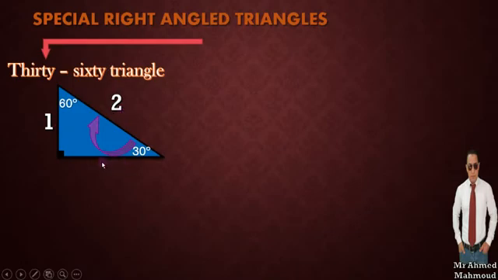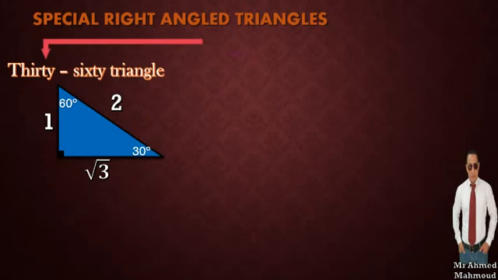So the third side, by using the Pythagorean theorem, equals the square root of 2 to the power of 2 minus 1 to the power of 2, which equals root 3. Now by using the 3 sides 1, 2 and root 3, we can get the 3 ratios of angle 30. But before explaining this, don't forget SOH CAH TOA again.